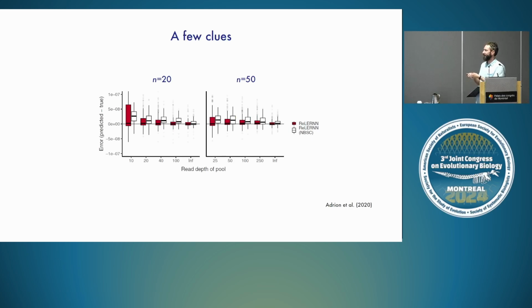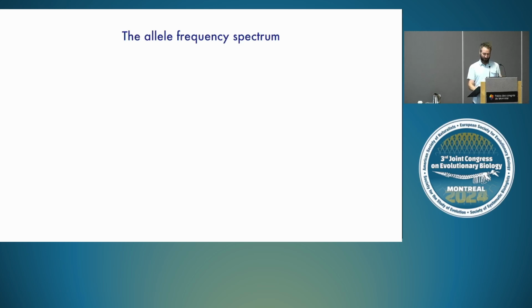If you just look at the left side, if you have a pool of n equals 20, let's just say 20 haploid Drosophila smashed in a tube, and you increase the read depth, your accuracy gets better. So increasing the read depth makes your allele frequency estimates better. And if you jump from n equals 20 smashed into a tube to n equals 50, you also get more accurate. And that also increases the accuracy of your allele frequency estimates. So that suggests that there's something about the allele frequencies themselves that is telling ReLERNN about recombination.